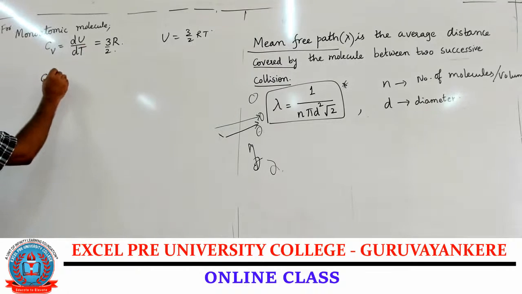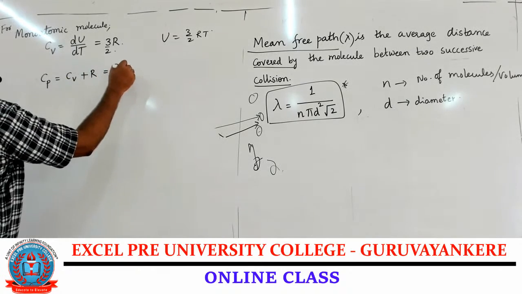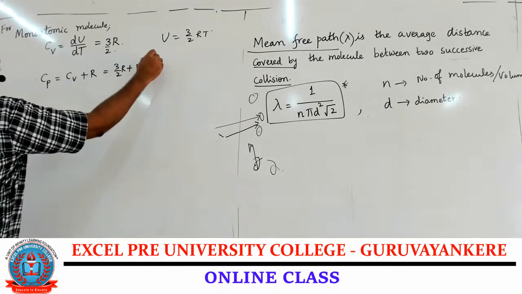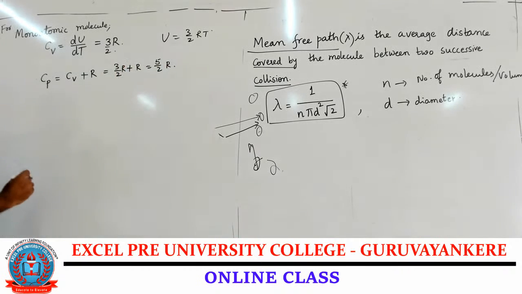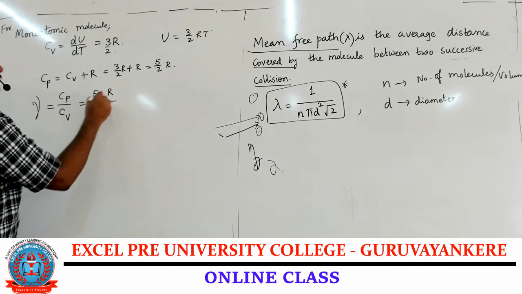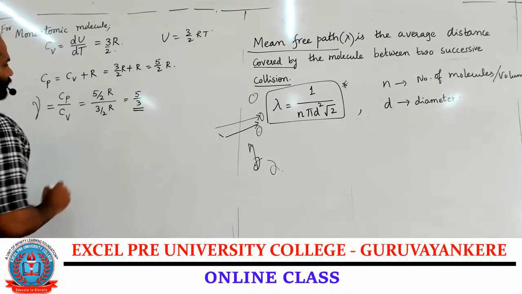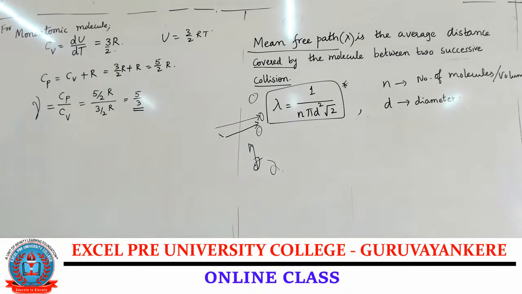Cp is Cv plus R, correct? Which is 3 by 2 R plus R, so it is 5 by 2 R. The gamma value is the ratio of Cp by Cv, which is 5 by 2 R divided by 3 by 2 R, which is 5 by 3. This is for a monoatomic molecule.